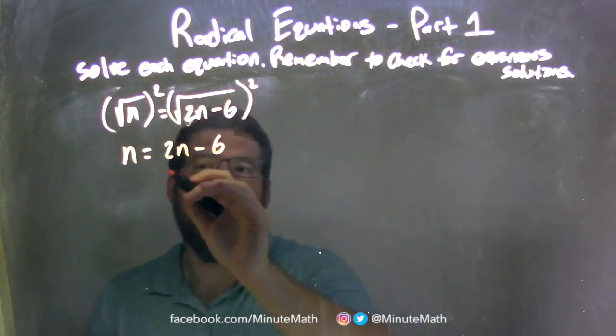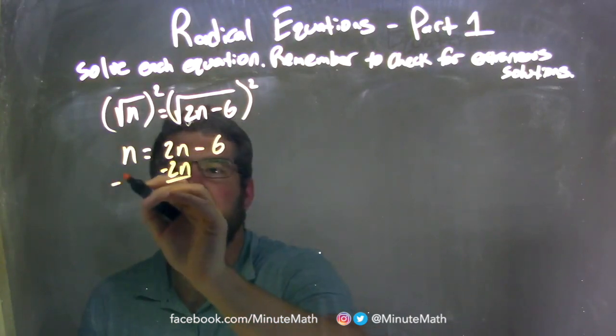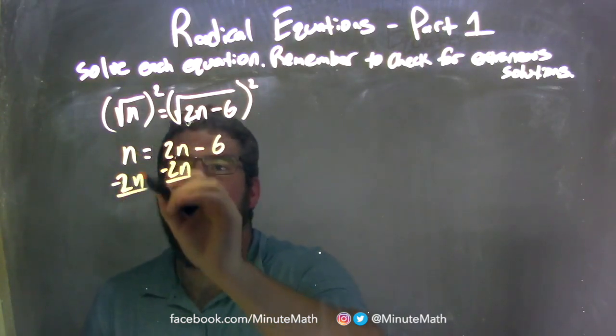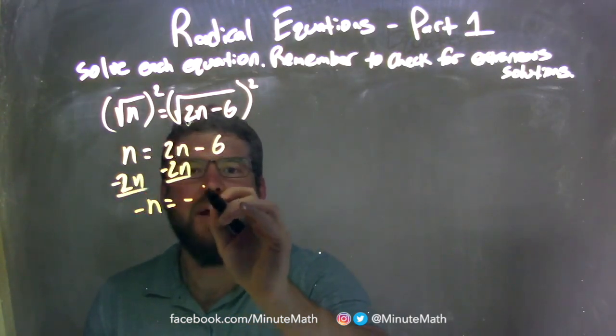Well, I'm going to subtract the 2n to both sides, get the n's together. n minus 2n is negative n equals negative 6.